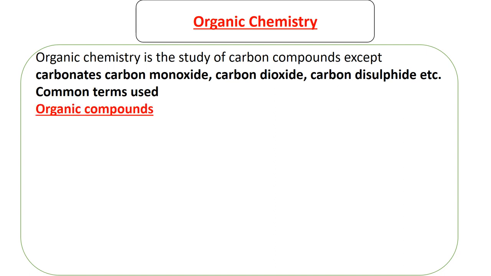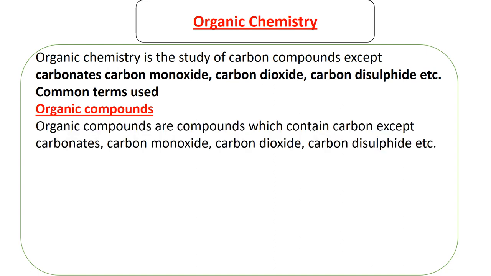So the first is organic compounds. Okay, so what are organic compounds? Organic compounds are compounds which contain carbon except carbonates, carbon monoxide, carbon dioxide, carbon disulfide. In short, organic chemistry is the study of organic compounds.